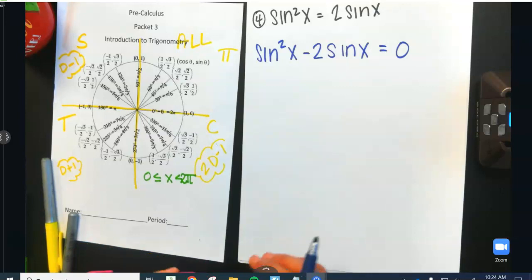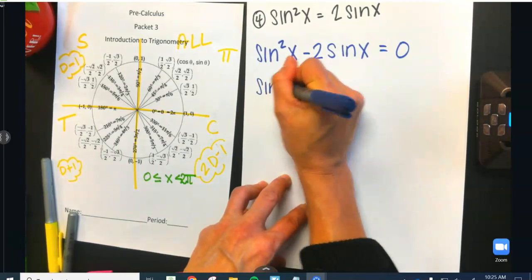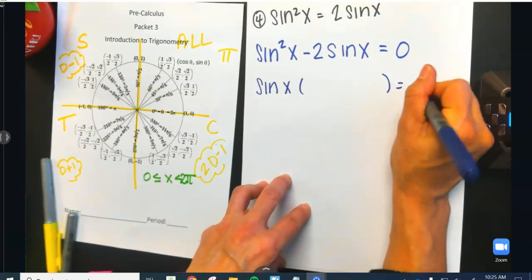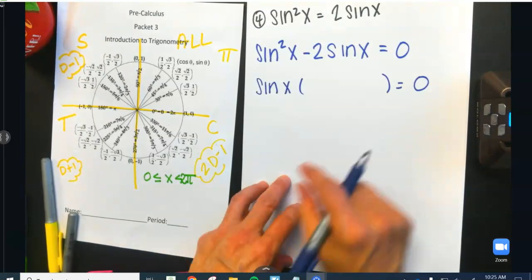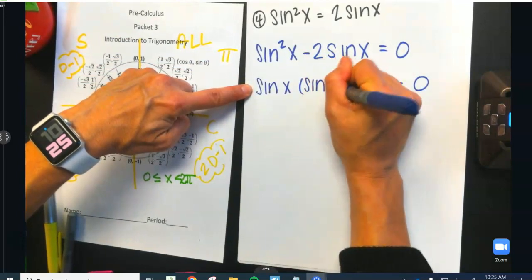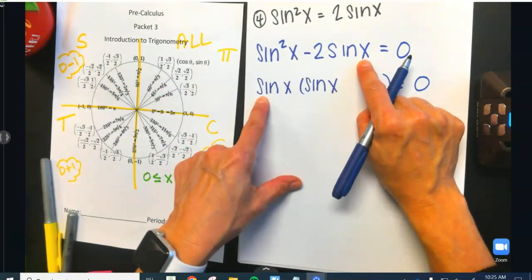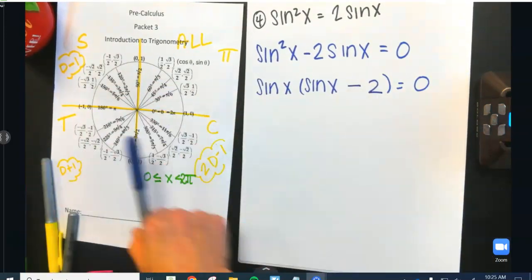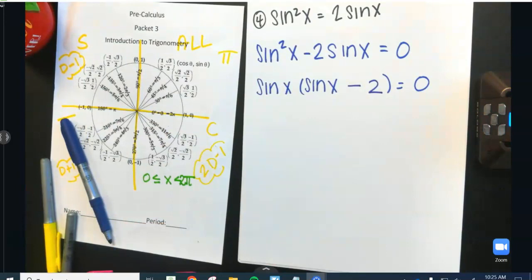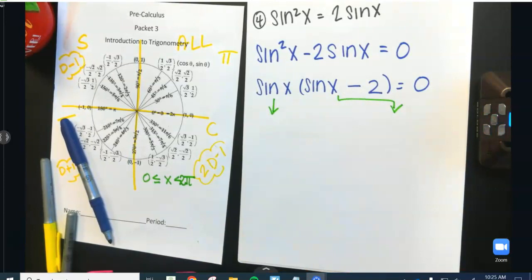And then, does anyone want to take a stab at what you think we should do now? We're going to factor. Good job. Let's factor sine x out of both terms. All right, so there's 2 of them. We took one out. That's going to be plain sine x right here. And then there was one of them, we took it out completely, so this is going to be minus 2. And then, just like algebra, when you factor, we're going to set each factor equal to 0 and solve.